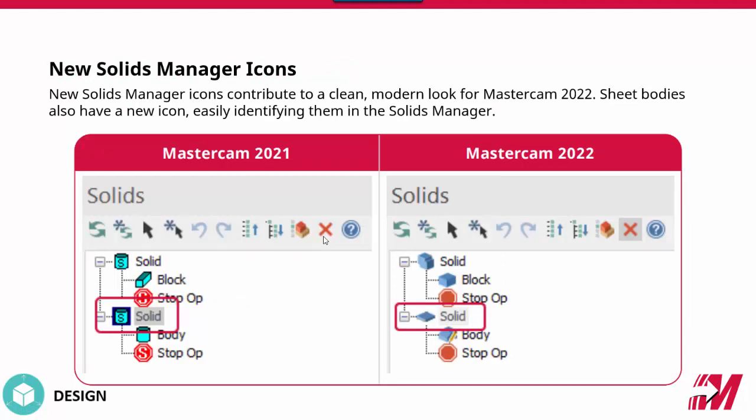The solid manager got a bit of a facelift. So did the toolpath manager. We'll talk about that here in a couple slides. But what this is showing us is just the difference of how it used to look in 21 versus how it looks now. And specifically, the difference between how a sheet body used to look in 21 versus how it looks now. So now when you have a sheet body, it looks like this flat solid. So you have a quick visual telling you it's a sheet body, so you know right off the bat it's not going to be that easy to work with.